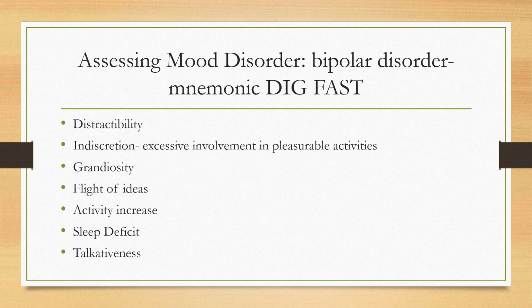And about talkativeness. Did you find it hard to stop talking? Did other people tell you that they had trouble understanding you? Did friends have to interrupt you to get a word in edgewise? Or were you using the phone more than usual? Kind of assessing for talkativeness. So again, the mnemonic is DIG FAST: distractibility, indiscretion, grandiosity, flight of ideas, activity increase, sleep deficit, and talkativeness.